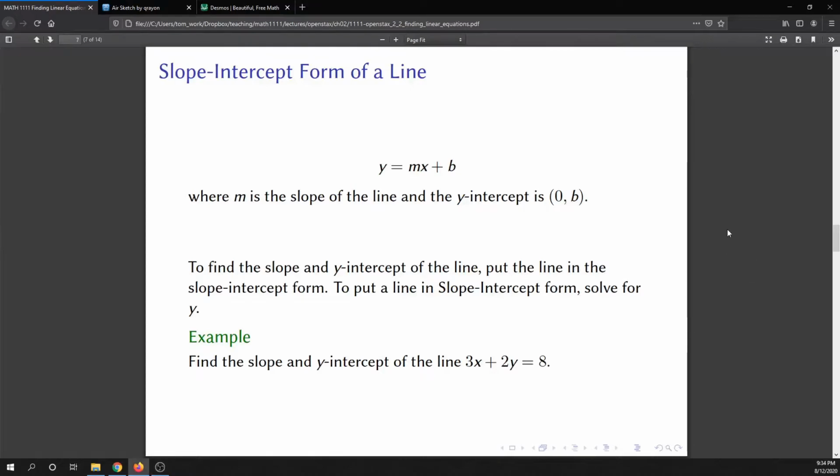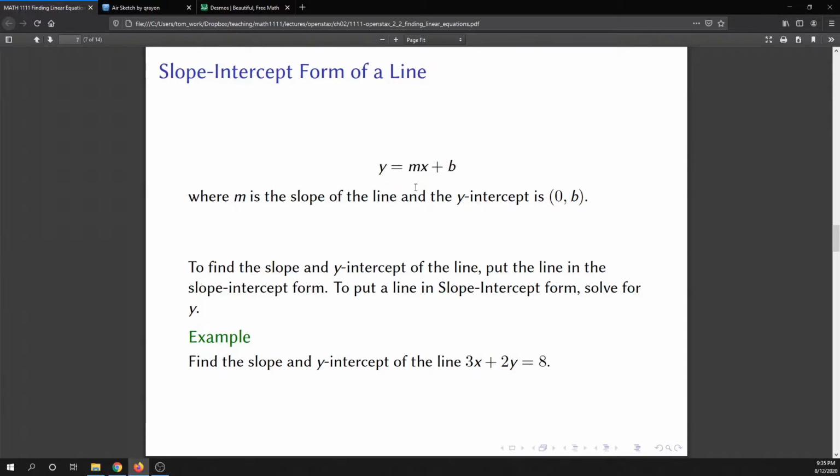All right, in this video, we are going to talk about the various forms of an equation of a line. There's a couple we're going to talk about, but the first one is called the slope-intercept form of a line, and that is when the line is of the form y equals mx plus b.